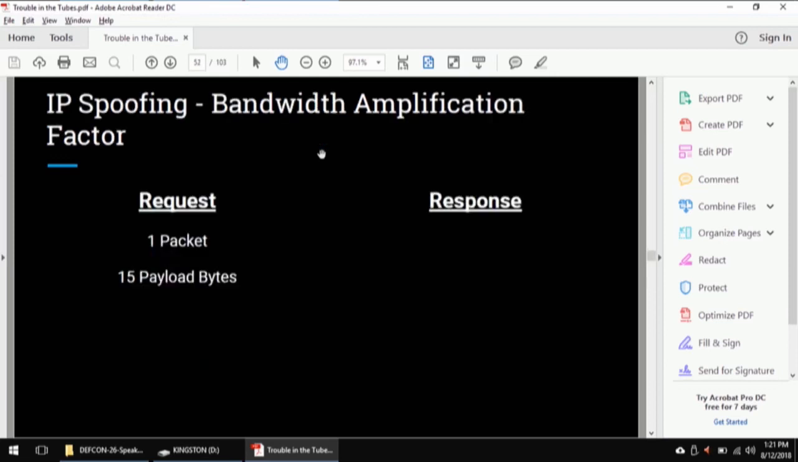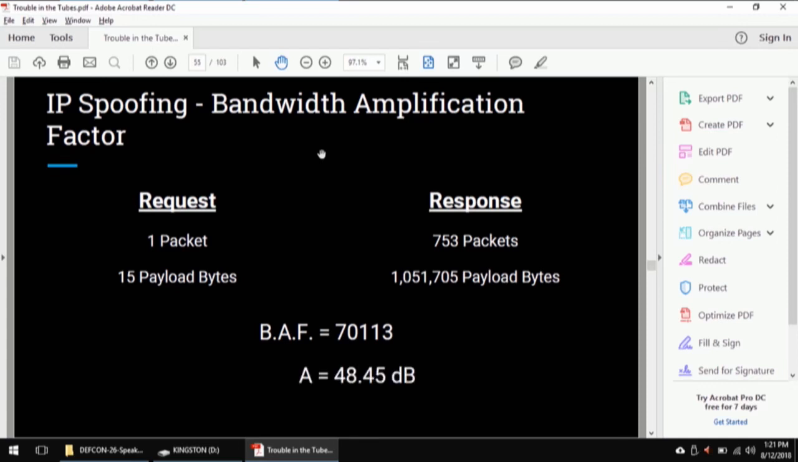So what do we have? We sent one packet with 15 bytes worth of payload, and our response was 753 packets with 1,051,705 payload bytes. So that gives us a bandwidth amplification factor of about 70,000. And for those of you who have been spending too much time in the wireless village, here it is in decibels.